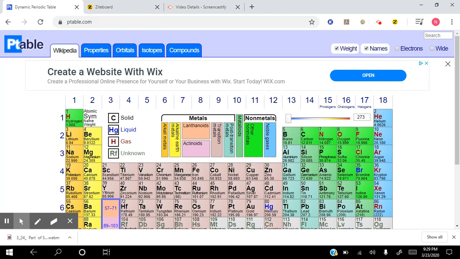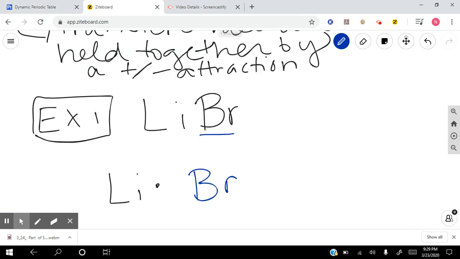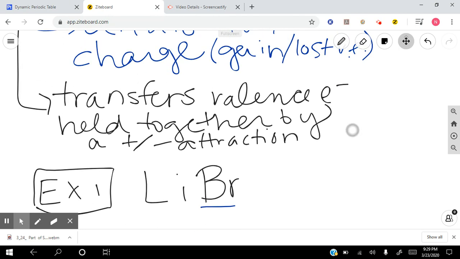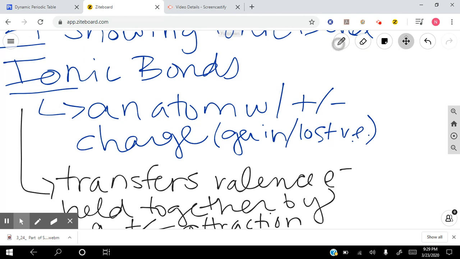So find bromine on your periodic table. And bromine is found in group 17. So therefore, it has 7 valence electrons. Okay. Earlier, we said that ionic bonds are formed by transferring valence electrons.